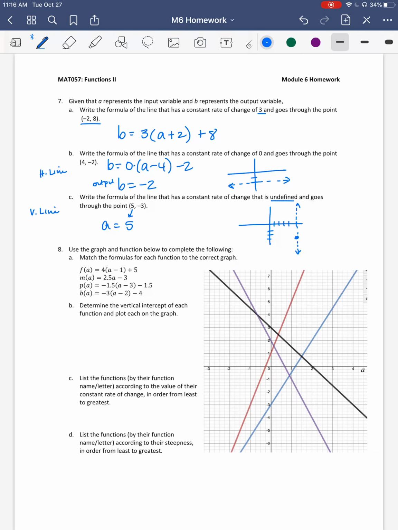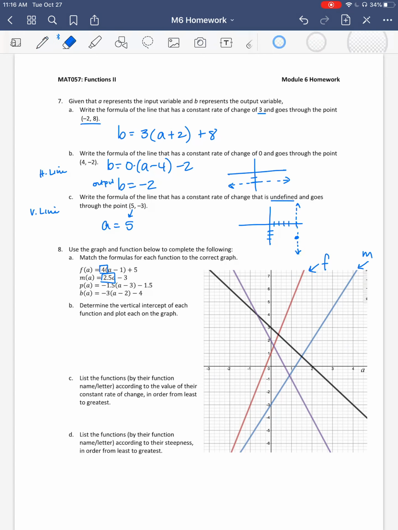All right, question 8 says use the graph and the function below to complete the following. So A says to match the formulas for each function to the correct graph. You have a couple ways of doing this. You could look at the reference points, or you could look at the constant rate of change. If I looked at the constant rates of change, I notice that these two are positive, and so those have to be one of these two graphs. The larger the rate, the steeper my graph is, and so this I know has to be F, and this has to be M.